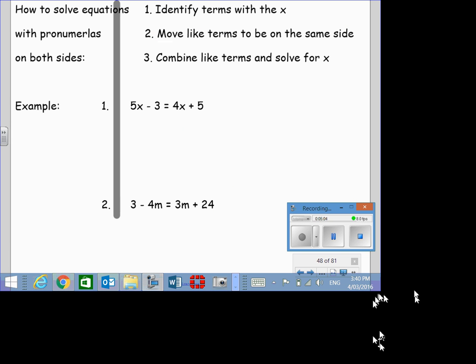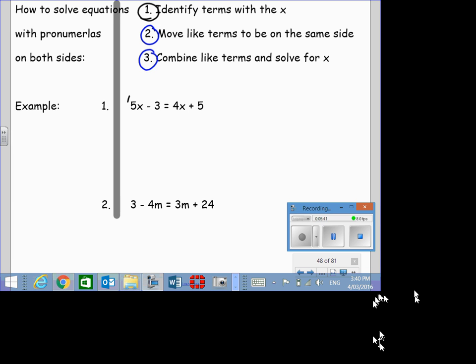So let's just recap what we just did. First, we have to identify that you actually have terms with an x, and for these examples, we actually have more than one term with an x. We then have to move the like terms, so the x's, or the values that don't have x's, your constants, to be on one side together. And then we'll need to combine like terms if we can and try to solve for x. So notice those are our 3 steps when we begin any kind of equation that has more than one term with a pronumeral in it.